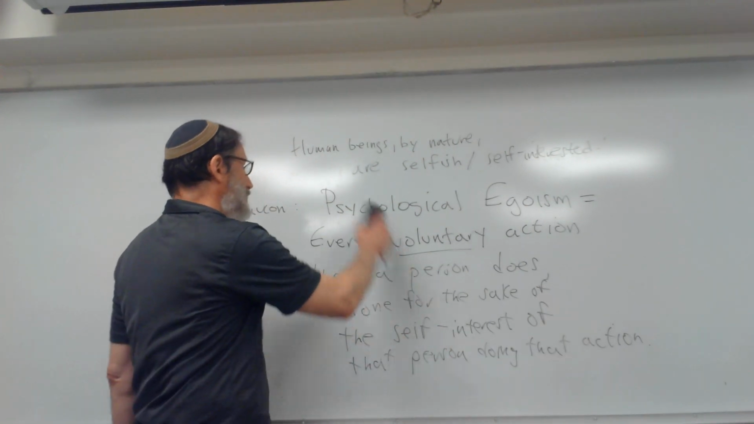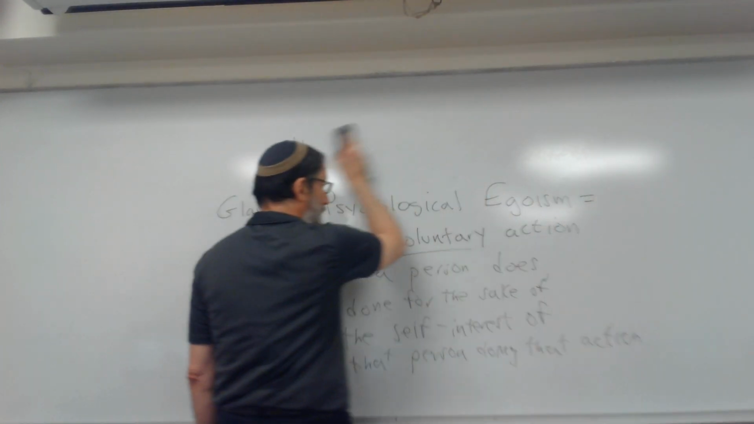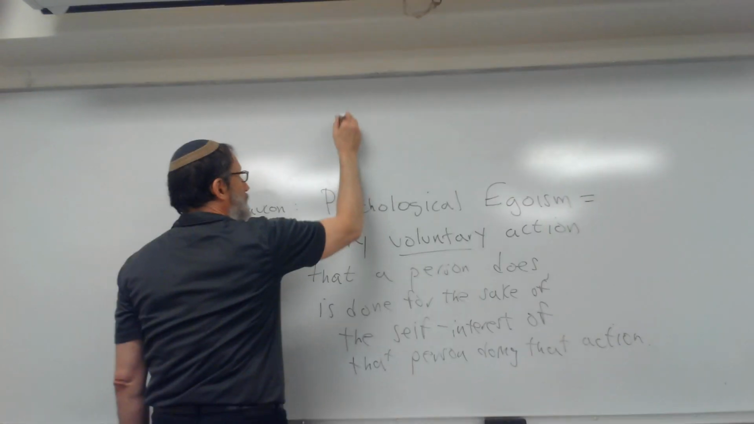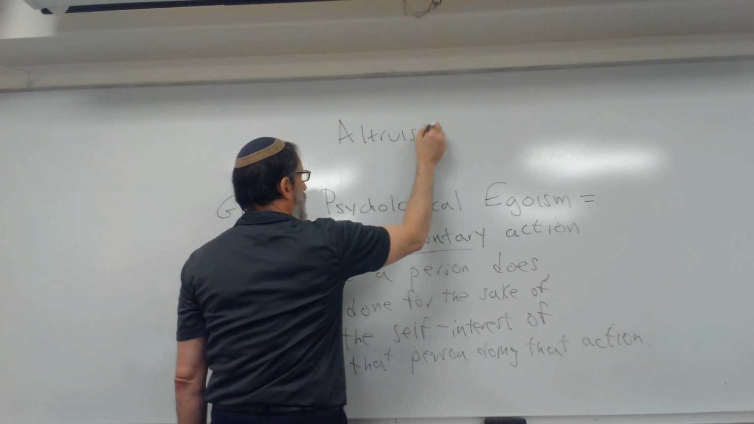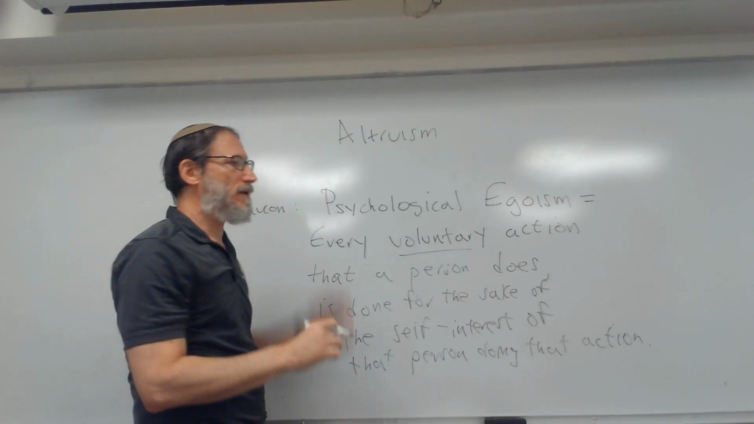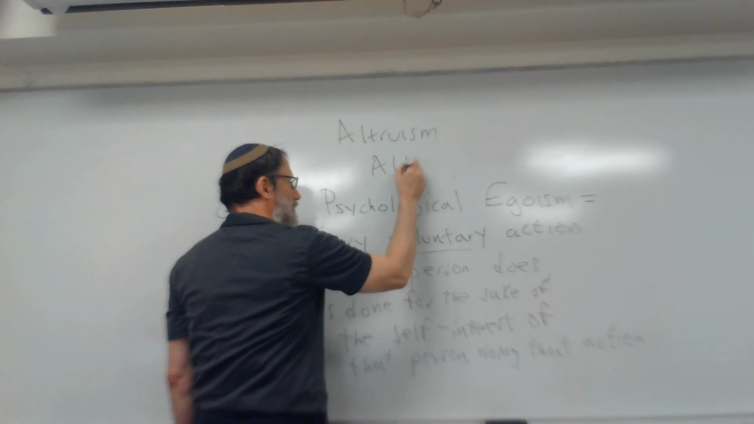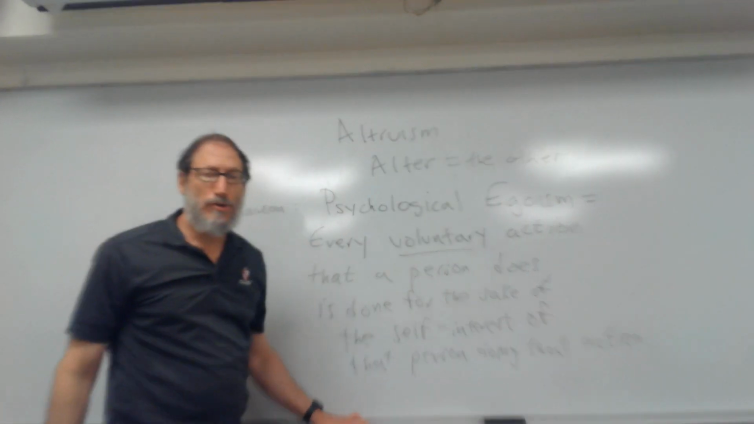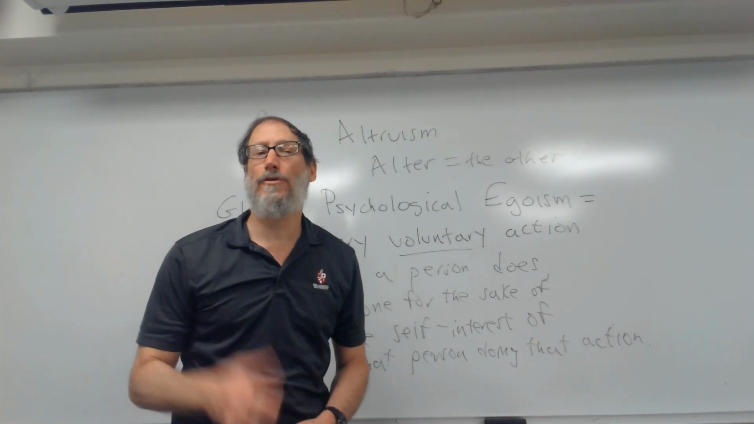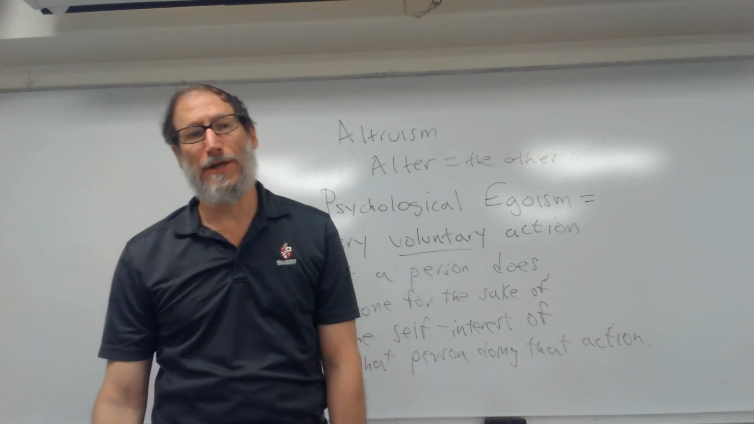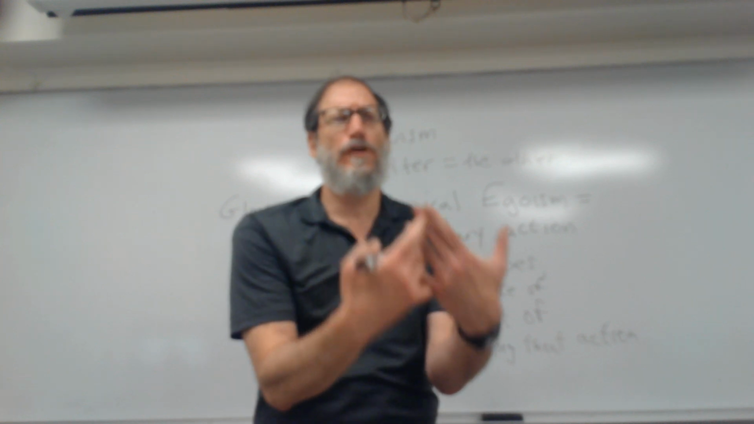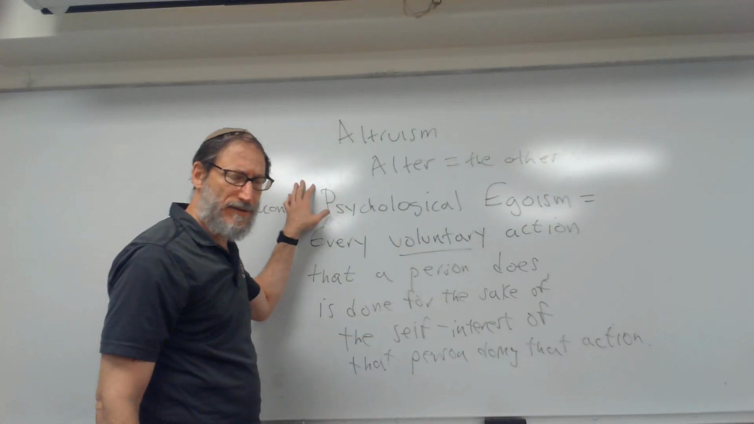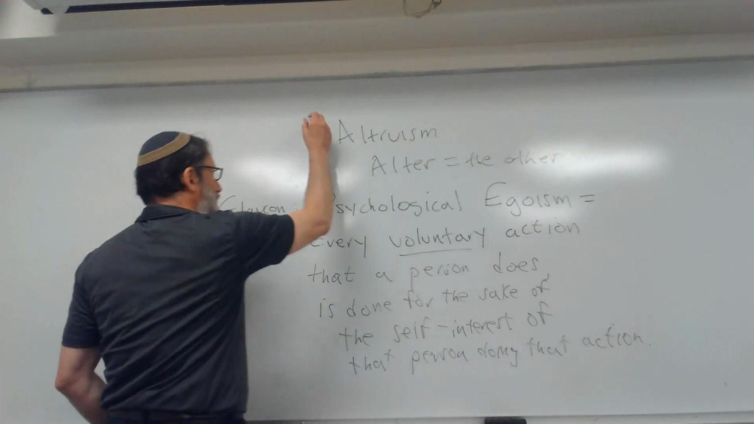Now, another term that we should use here, the opposite in a way of psychological egoism, is something called altruism. Okay, now the word altruism comes from the Latin word alter, which means the other. Okay, so altruistic behavior is, so to speak, other-directed behavior. If you're behaving as an altruist, that means that you are doing things for other people, not for yourself. Okay? So, basically, someone who believes in psychological egoism denies the possibility of altruism.